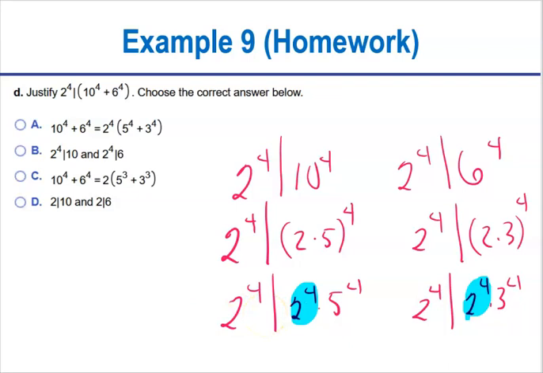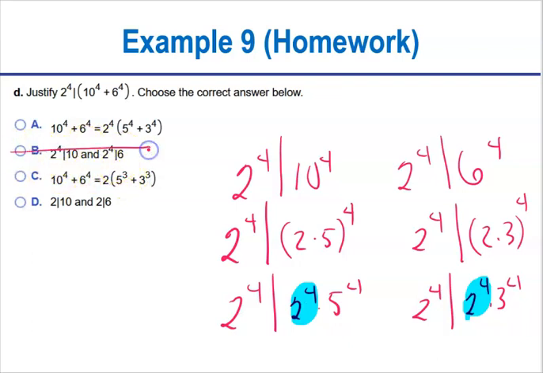Now let's see if that's one of our options. So 2 to the 4th plus 6 to the 4th equals 2 to the 4th times 5 to the 4th plus 3 to the 4th. Is that true? That looks sort of like what we did, right? Here's what they did. Oh, wait, 2 to the 4th divides 10. Let's just check the others. 2 to the 4th divides 10. Not true at all. 2 to the 4th divides 6. No, that's not true. As a matter of fact, 2 to the 4th is 16. 16 does not divide 10, and it does not divide 6.